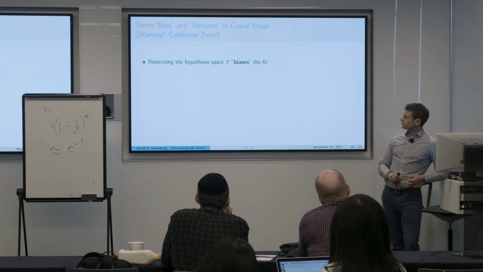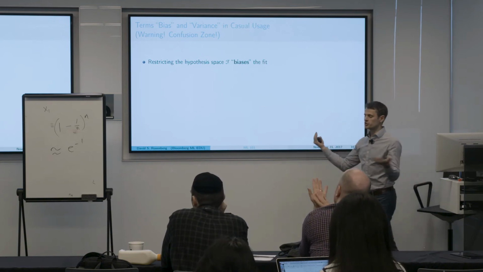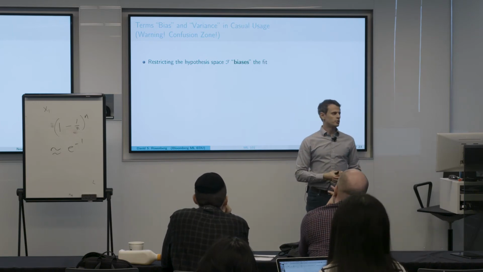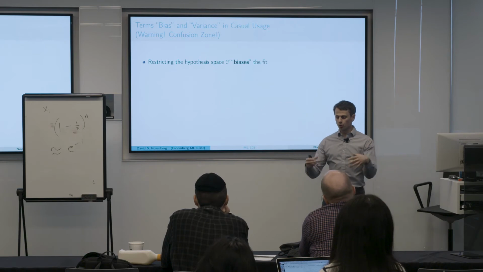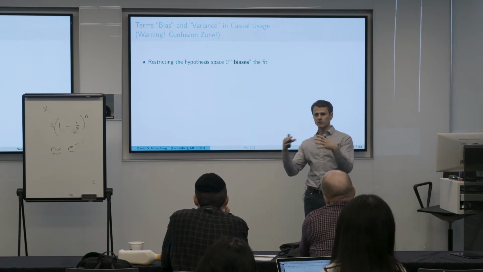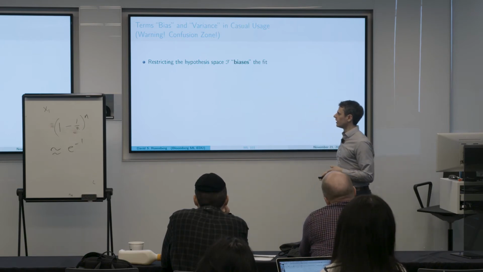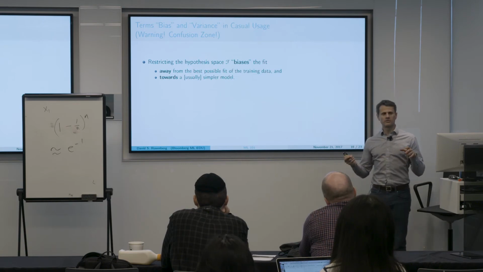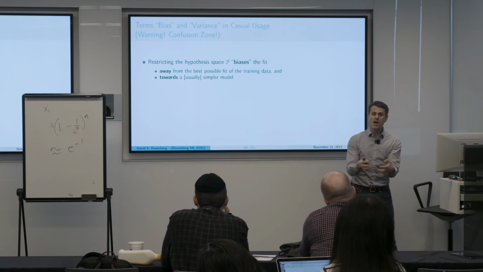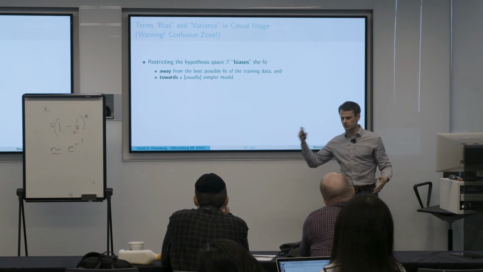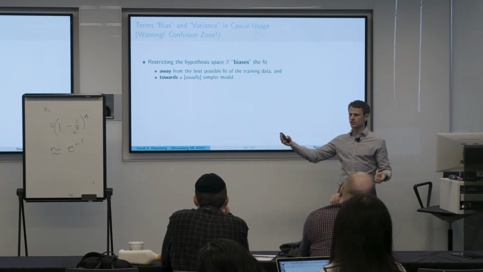So when you, for instance, take a hypothesis space and you restrict it, you would call that biasing. You're biasing your estimate towards the restriction of the model that you created. You could think about a bias as being pulling your prediction function away from the prediction function that minimizes the empirical loss, the loss in the training error.